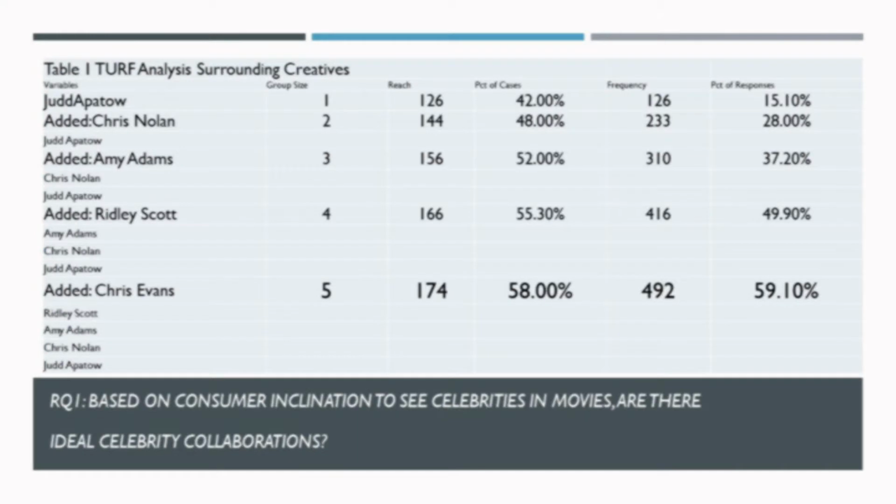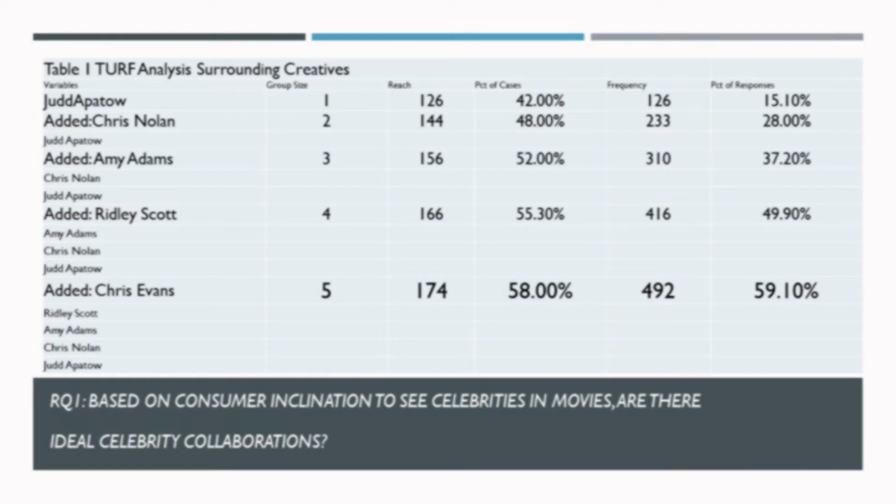Let's move along. And so here, based on consumer inclination to see celebrities in movies, are there ideal celebrity collaborations? That's what's critical here. And so what this analysis does is it takes the most important ingredients, if you will, the ingredients with the most reach, the ingredients that most people are familiar with, and it groups them in order. And so Judd Apatow, Chris Nolan, Amy Adams, Ridley Scott, and Chris Evans are ideal creatives from this list. They are the most ideal creatives from this list.